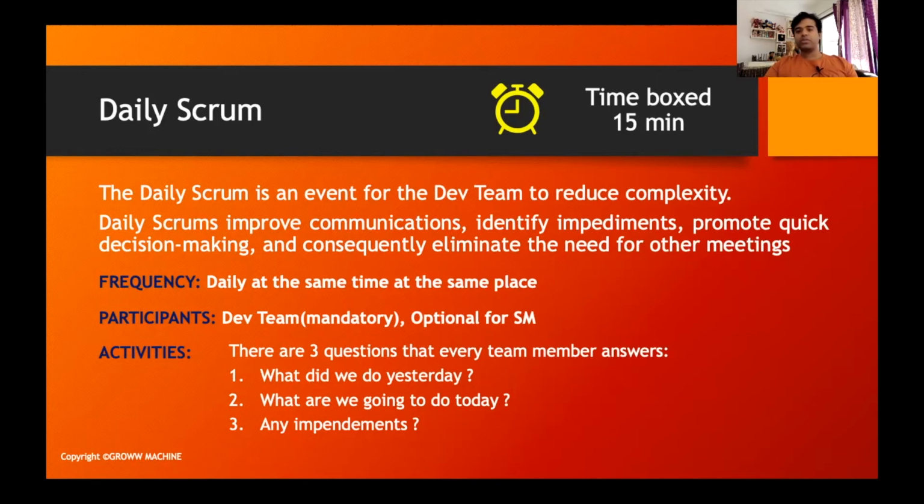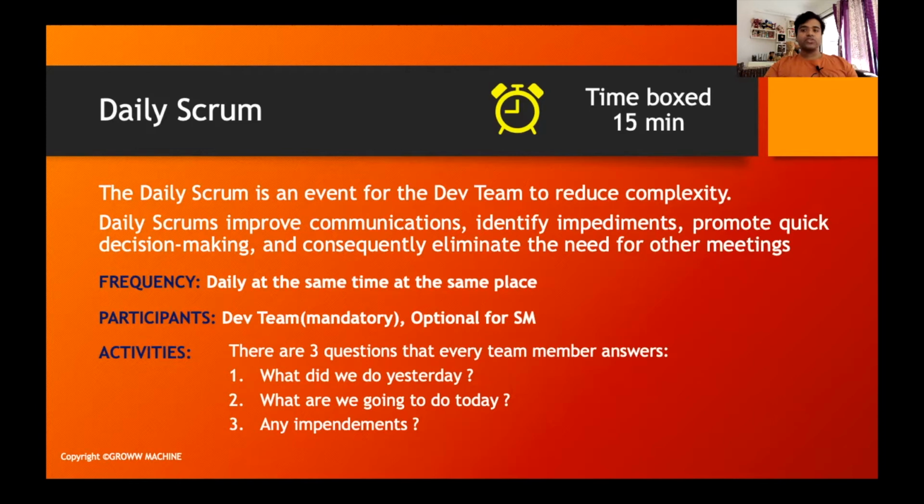Okay, so the main purpose of these scrum meetings is to have communication between the teams, identify any challenges or impediments, promote quick decision making, that is within that 15 minutes what decision you are able to make, what solution you are able to give. And also it avoids other meetings, right? Usually we have seen earlier that we used to have hourly meetings, right, where long discussions used to happen, but now this is something which happens as part of agile.